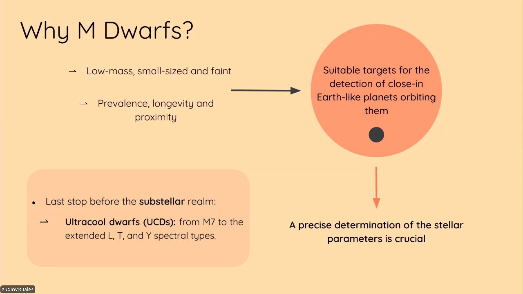And the other thing that we are going to explore today, and that I want to highlight, is that M dwarfs are the last frontier before the substellar realm, before the substellar domain, where we can find the ultra-cool dwarfs. When we talk about ultra-cool dwarfs, we are talking about objects with spectral types starting from M7 to the extended L, T, and Y.